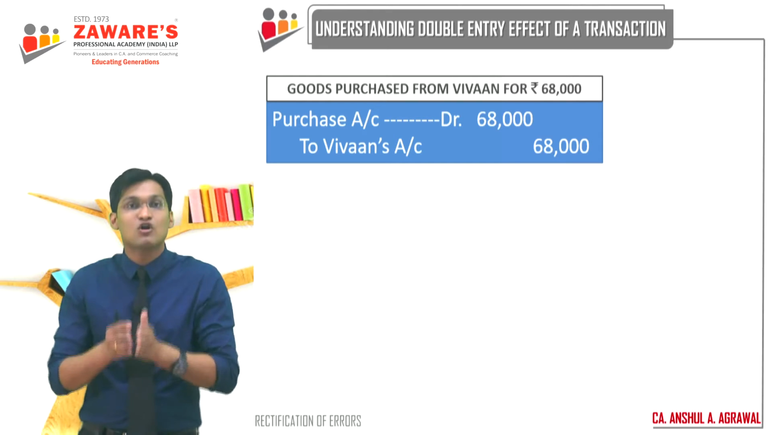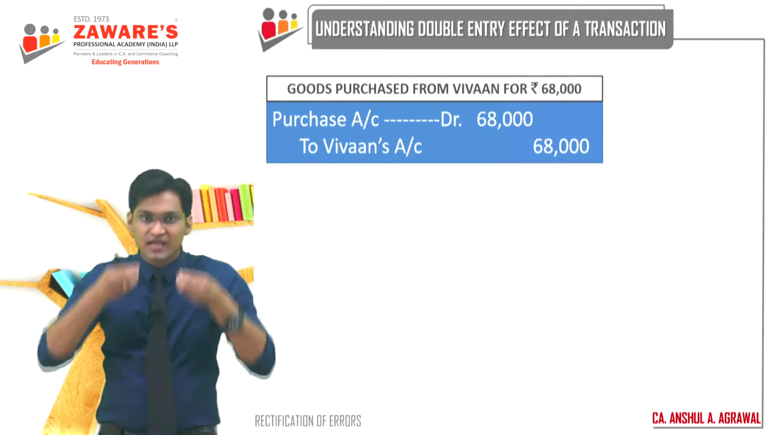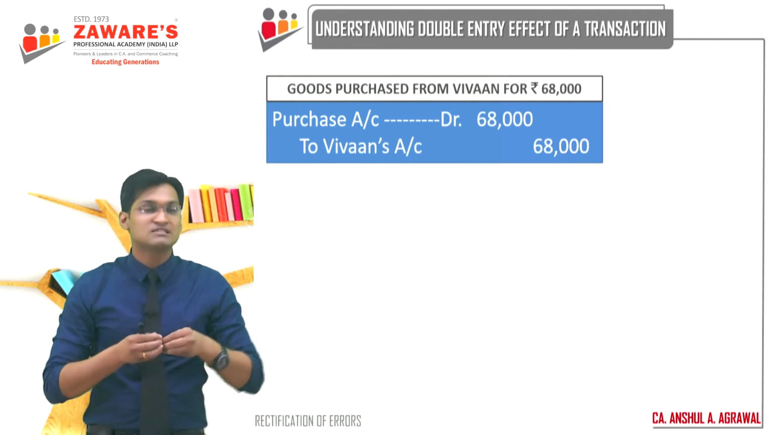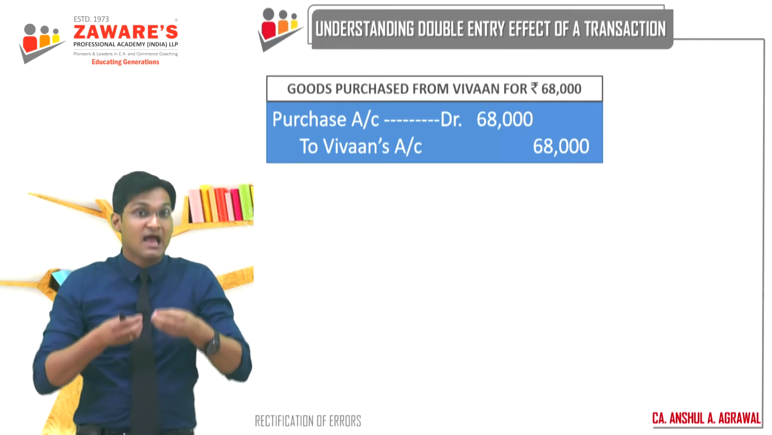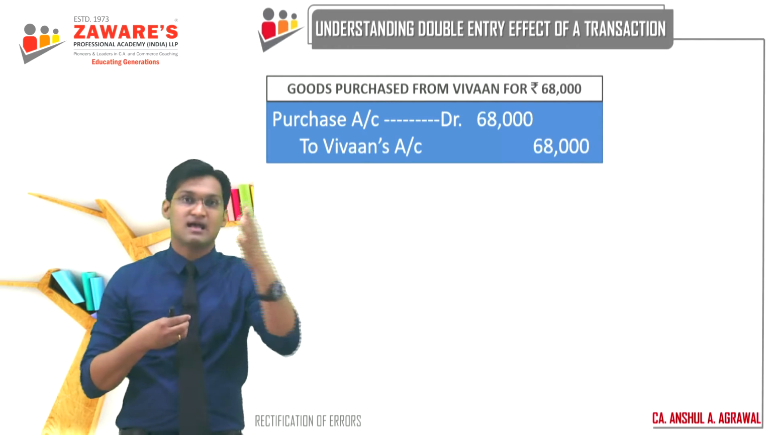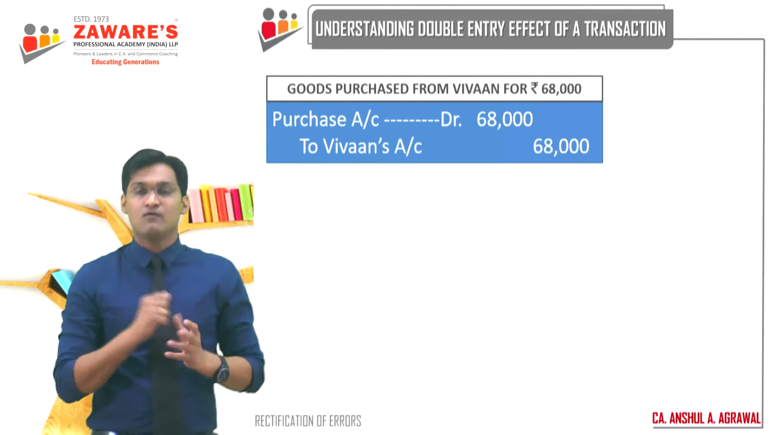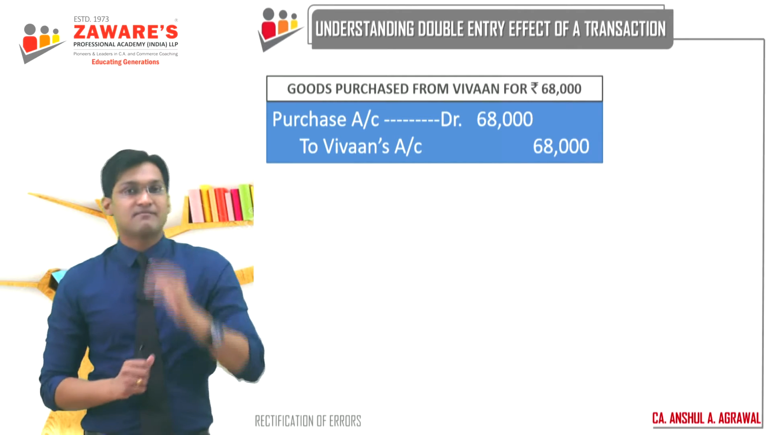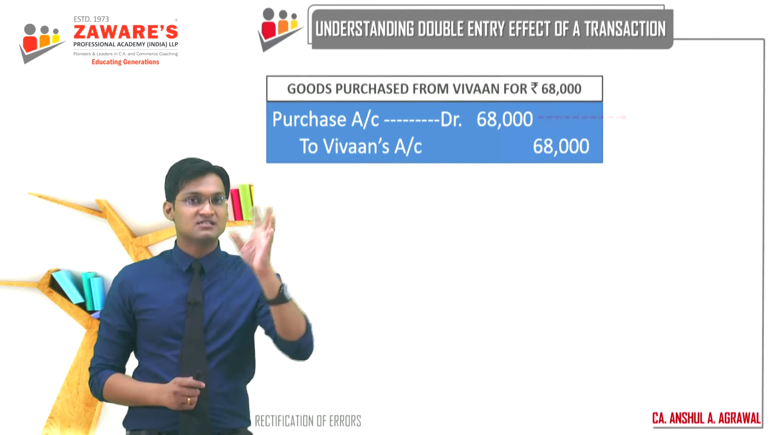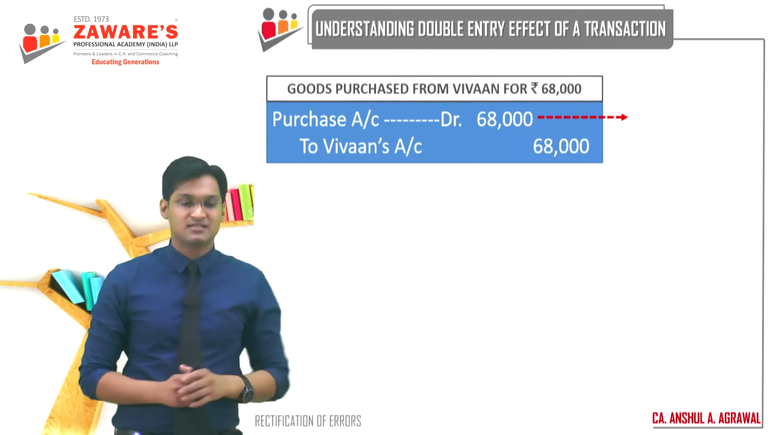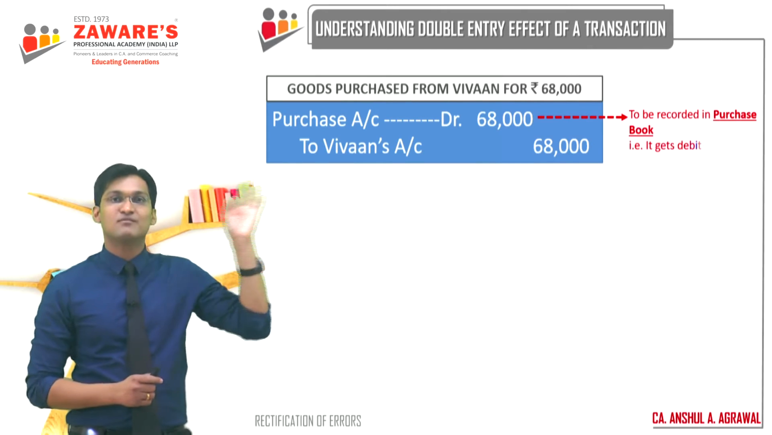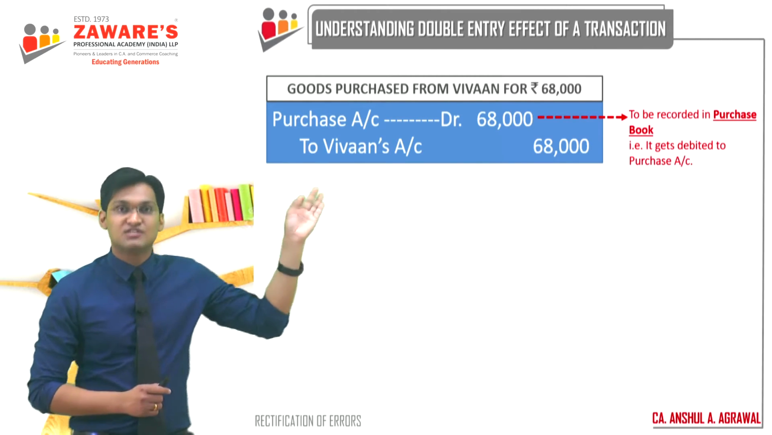And what do you mean by stock? Those goods which are purchased with the intention of selling ahead. They are purchased and held with the intention to be sold ahead. Understood, all of you? Now, it's a credit purchase transaction. Therefore, the debit effect of this transaction will flow to which book? It will be recorded in the purchase book.